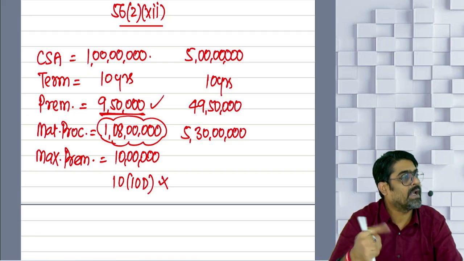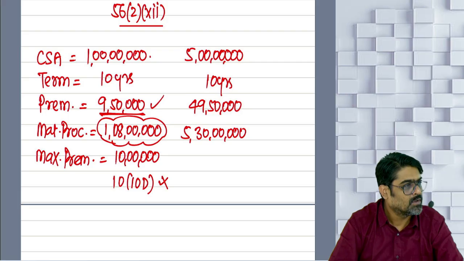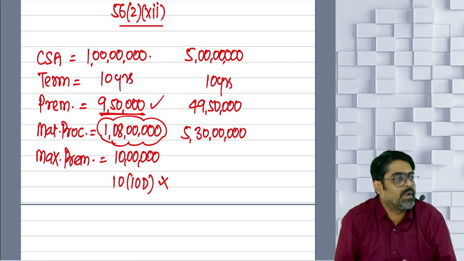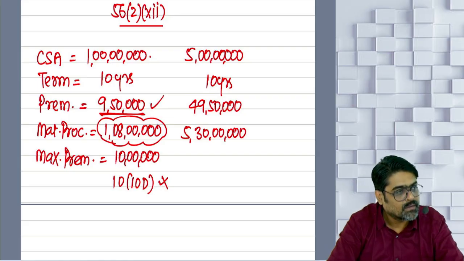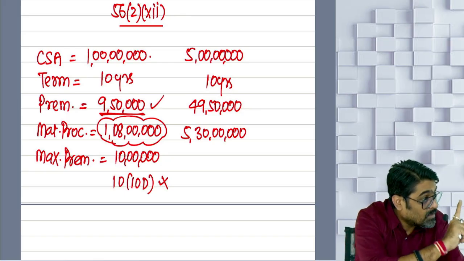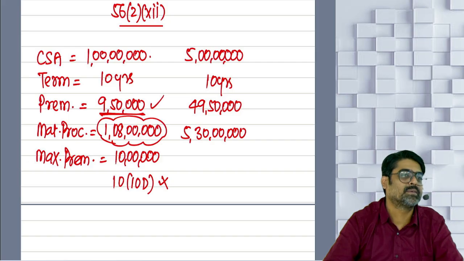8 lakhs. So 8 lakh into 10, 80 lakhs. So out of 1 crore 80 lakh, how much premium did we not allow? 80 lakhs. Reduce that. How much is the balance? 28 lakhs. That will be taxable as your income from other sources. Understanding?